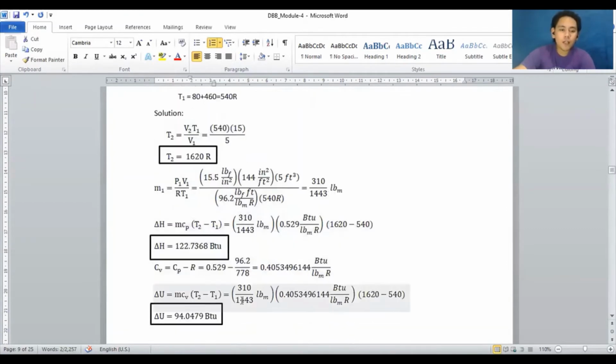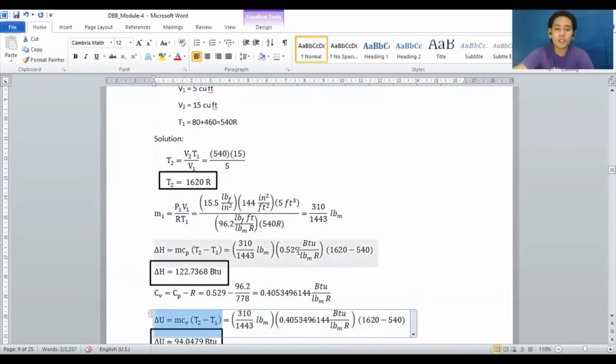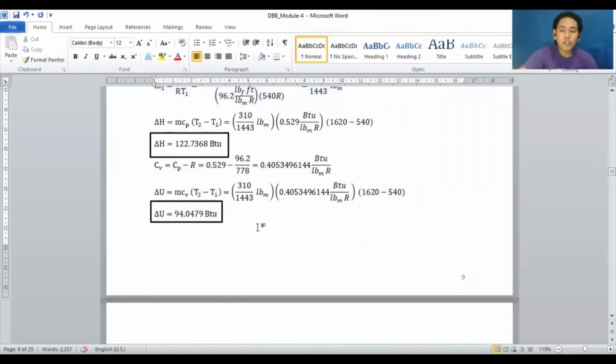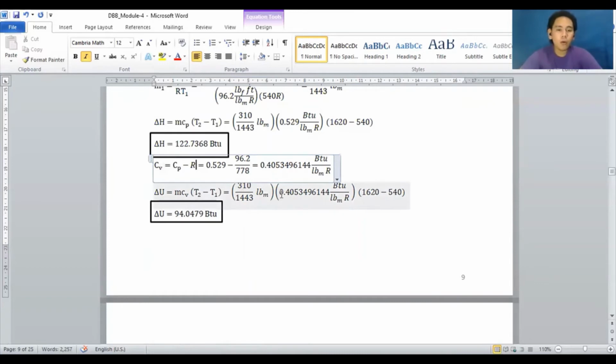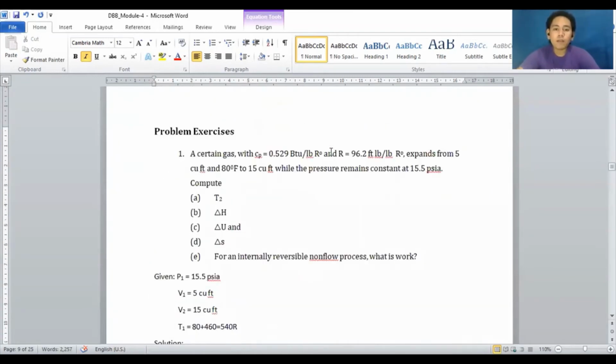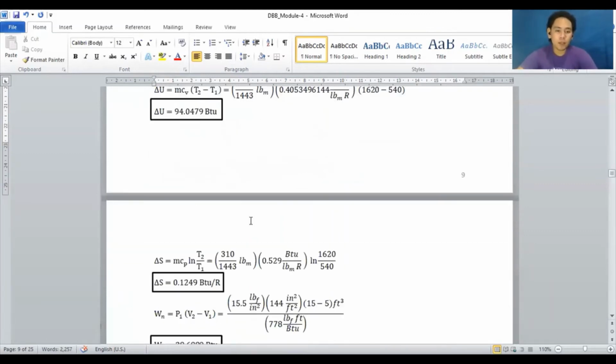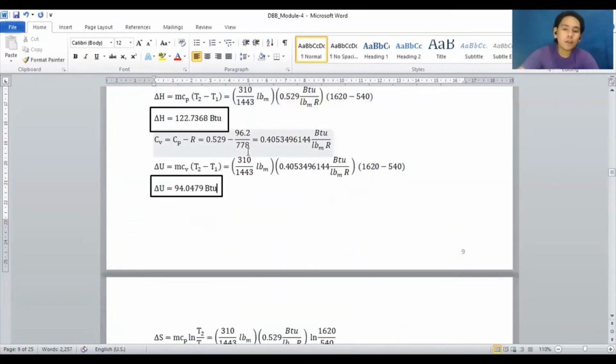Now we need to find the delta U. The formula for delta U is mCv delta T, and the only given value for this problem is Cp. So let's go back to our previous problems, that the formula in getting the Cv is Cv equals Cp minus R, which is 0.529 minus 96.2 all over 778. 778 is the conversion factor of BTU into feet-pound. Okay? So therefore, your Cv is 0.4053144 BTU per pound Rankine. So therefore, we have a change in internal energy of 94.0479 BTU.